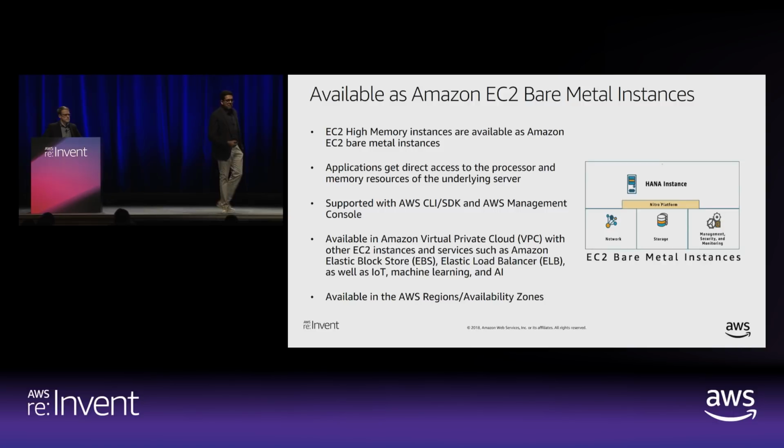That means you get the bare metal performance, but you still get the flexibility and integration of the AWS cloud. They are supported by the AWS CLI, SDK, and AWS Management Console, and you can use them in multiple availability zones and regions, just like your other EC2 instances.